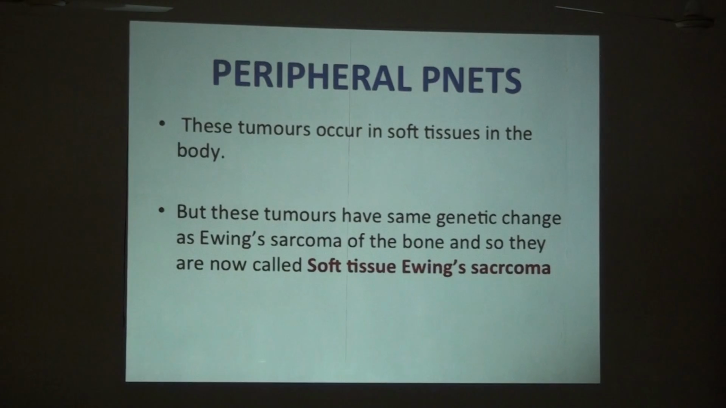Coming to peripheral PNETs, these tumors occur in soft tissues in the body, but these tumors have the same genetic change as Ewing sarcoma of the bone. So they are now called soft tissue Ewing sarcoma.